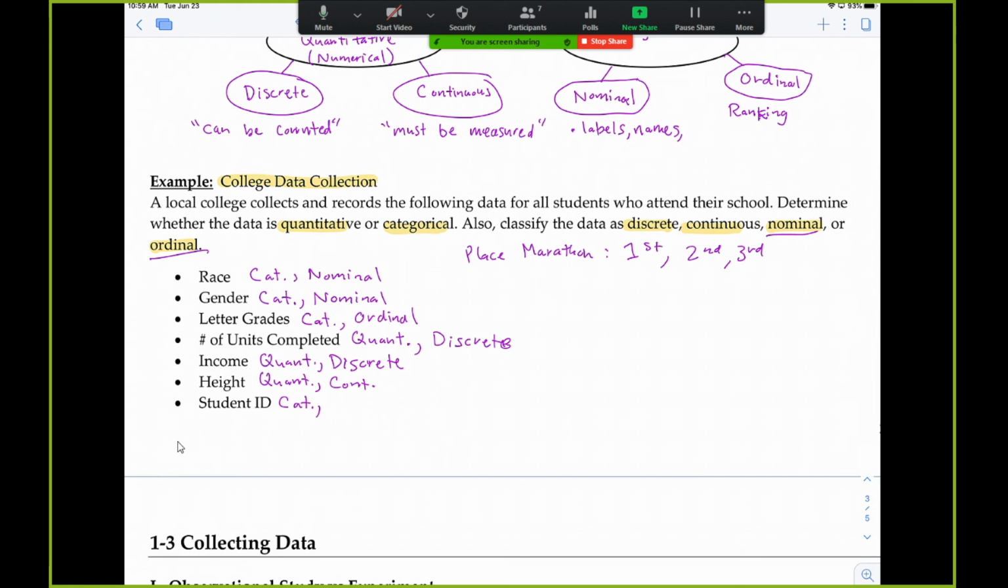And then lastly, student ID. It's categorical, so it is nominal as opposed to ordinal. That's right.